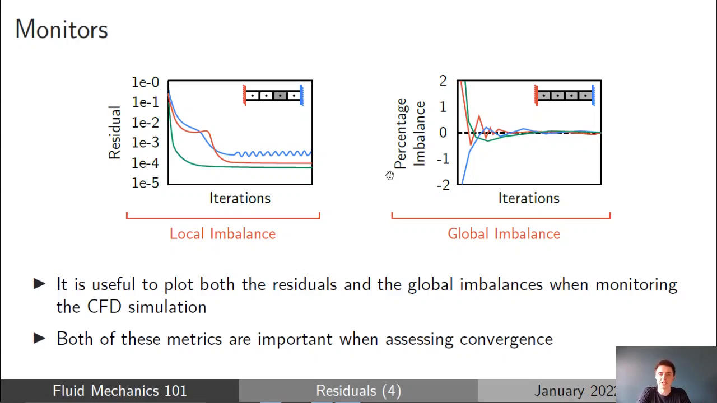And definitely myself, when I look at these things, I find the global imbalance intuitively easier to understand, because we can all quite easily understand what a global imbalance of 1% actually means. It means that if we have 100 units of the quantity coming in and 99 going out, we're losing 1% of that in our domain. Whereas residuals can sometimes be more difficult to interpret, as it's not clear what 1e to the minus 3 or 1e to the minus 4 actually means.